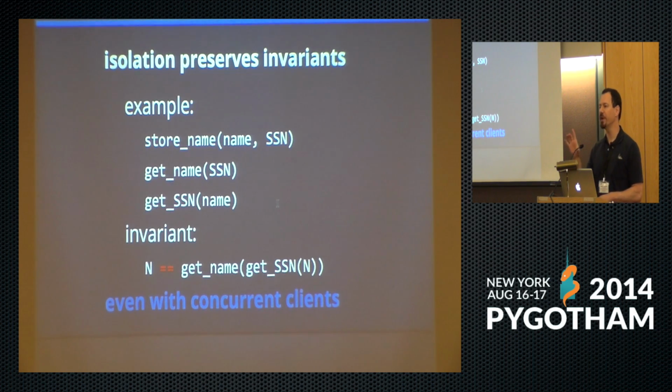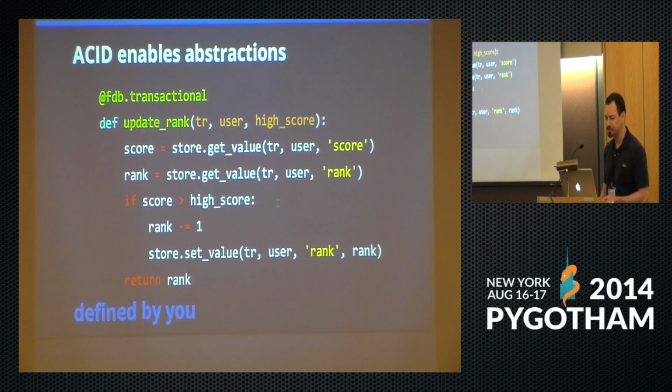But the point is, if you write the code correctly so that it works sequentially with ACID transactions, you're going to inherit that property even when it's concurrent. And this enables you to build up larger, more complex, stronger abstractions.